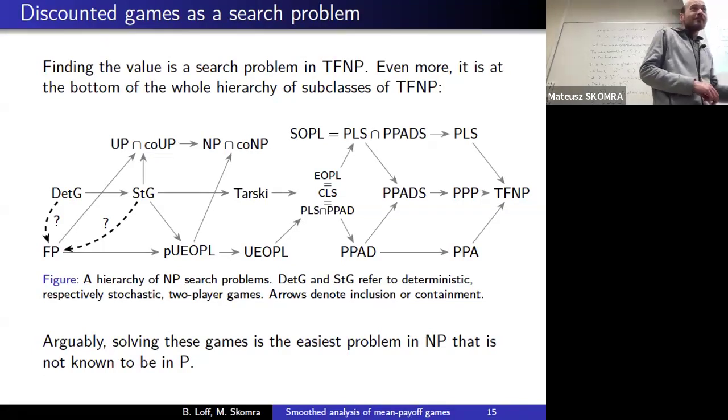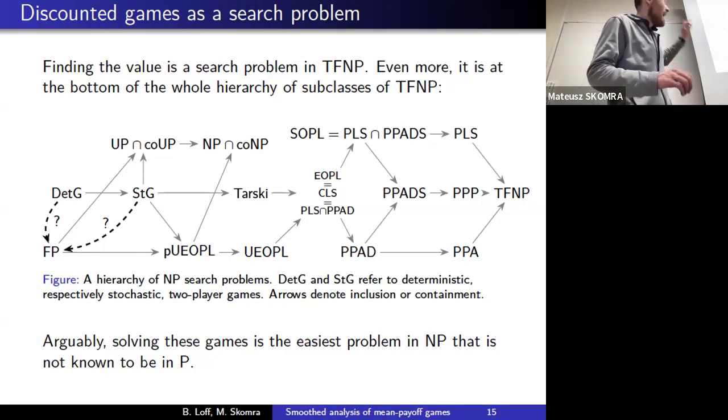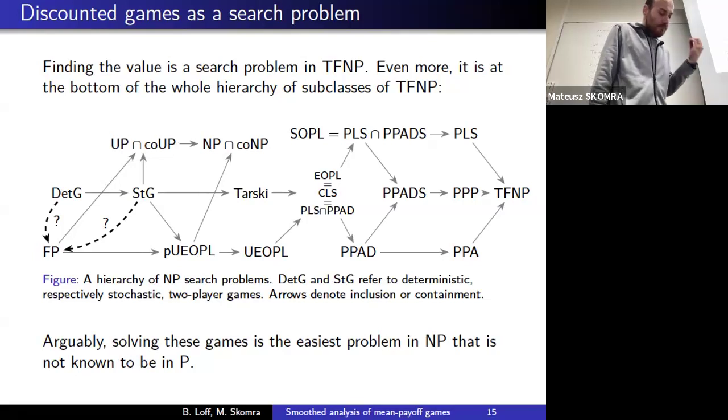So people make all of these classes, and deterministic or even stochastic games belong everywhere. They belong to NP, co-UP, and so on. And here, we still don't know if this is polynomial. So one could argue that this is maybe one of the easiest problems in NP which is not known to be in P, right? And it has this beautiful property that it is in NP and co-NP, but it's extremely symmetric, right? The value is certified in both directions at the same time.